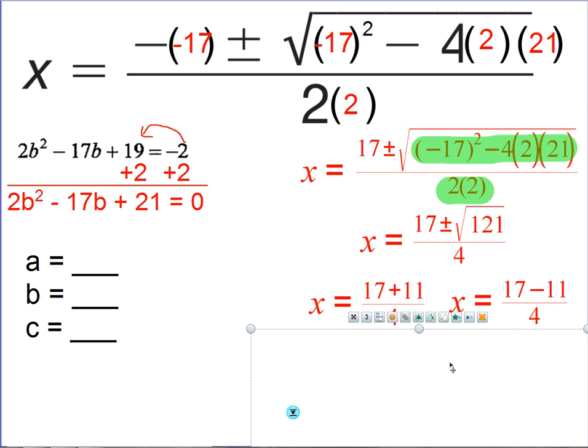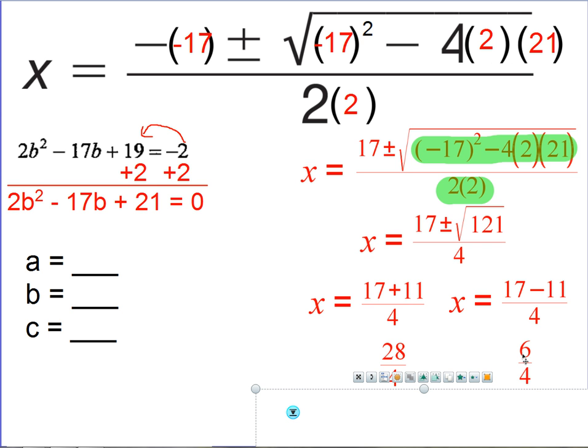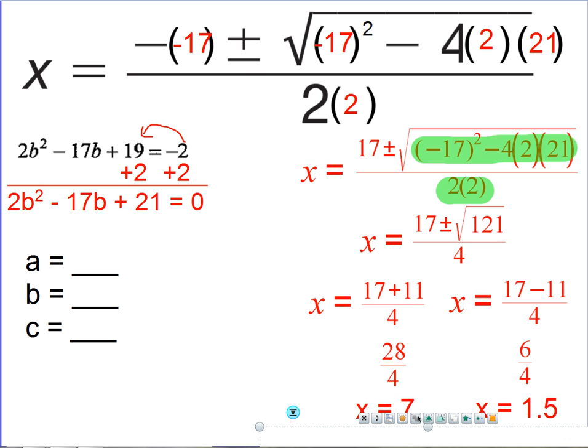So we got plus 11 and minus 11. I'm going to continue to simplify that. 17 plus 11 is 28 over 4, and 17 minus 11 is 6 over 4. And then divide that out. 7 and 1.5 would be your solutions.